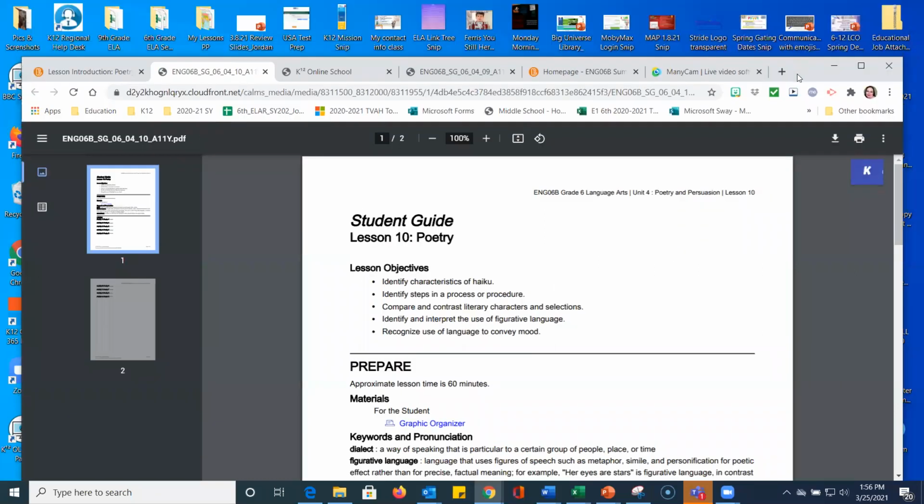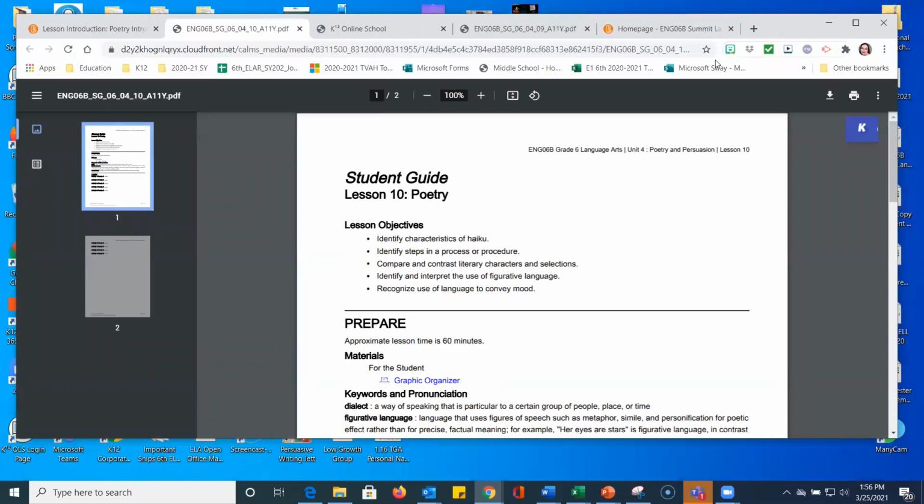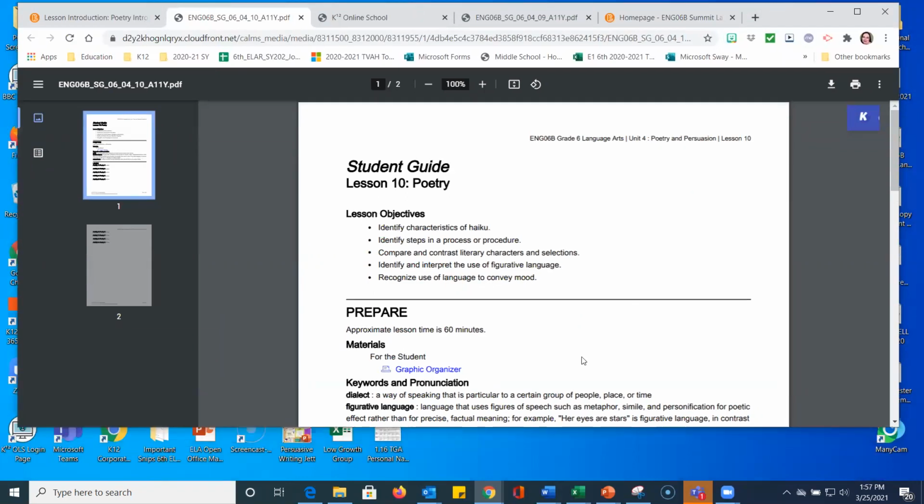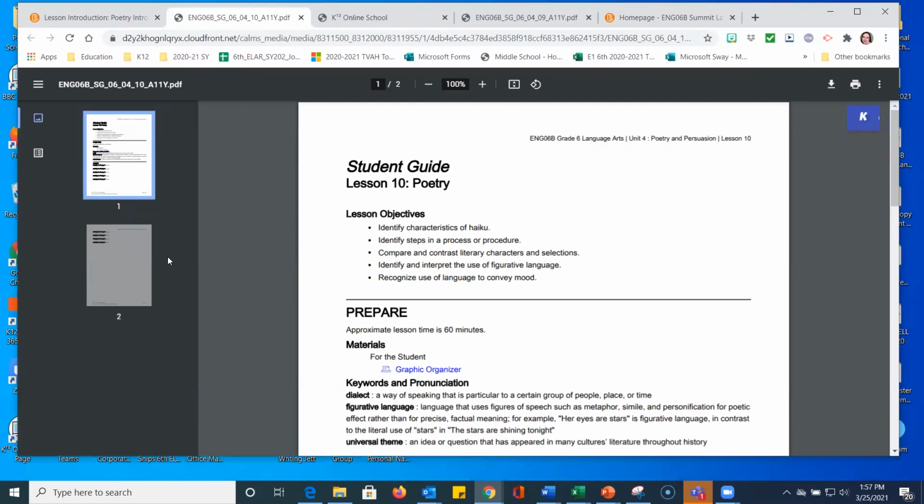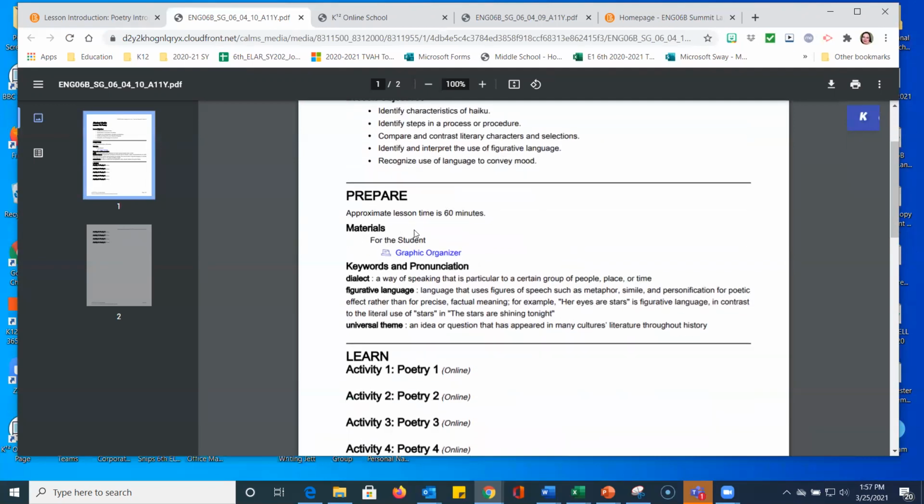I'm going to minimize this just a little bit so that I'm sure that you're seeing the bottom part of my screen. There we go. All right, and on this one, we do have a graphic organizer to download. It goes over the class objectives, and we do have some keywords.